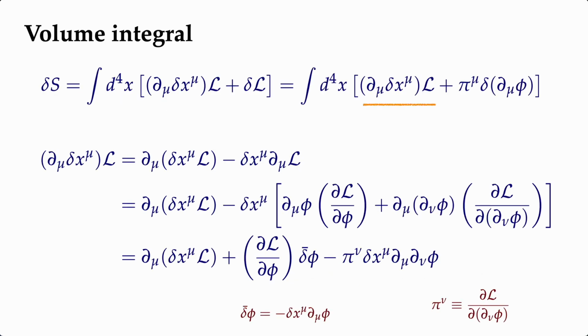We plug this divergence into the action functional. Then we use the product rule for derivatives to rewrite the term as the sum of a total derivative and a directional derivative acting on the Lagrangian. Since the Lagrangian is a function of the field phi and its partial derivatives, we can use the chain rule to expand the term. In the last step, we rewrite a term using the delta bar phi we defined earlier.